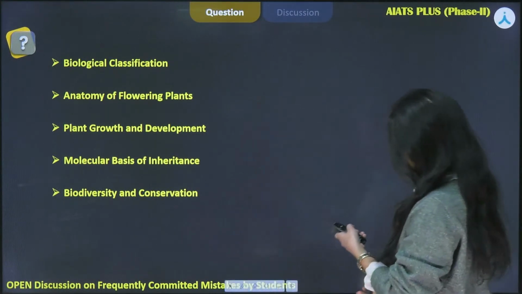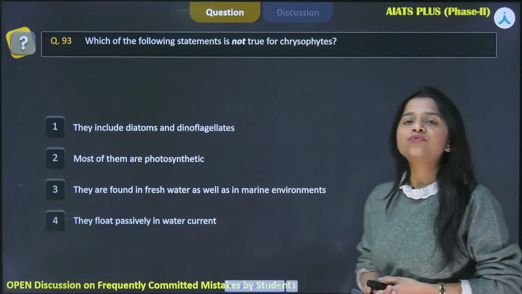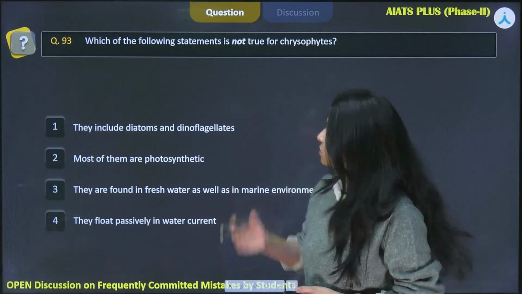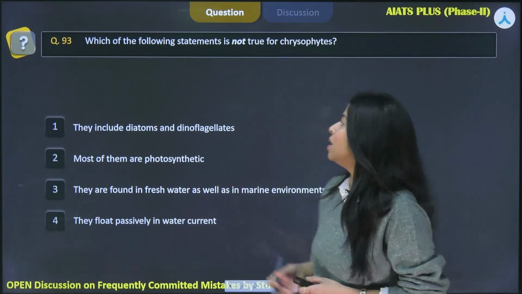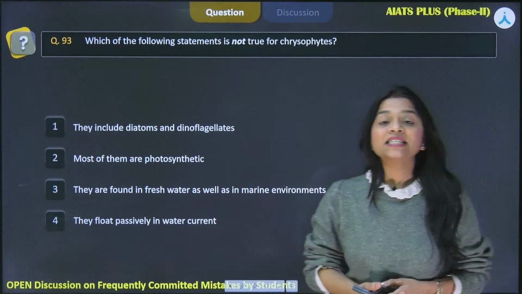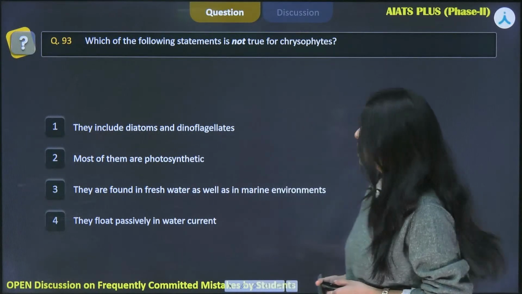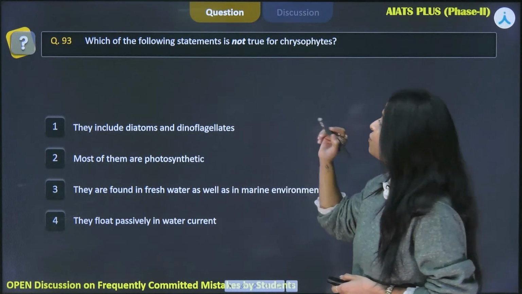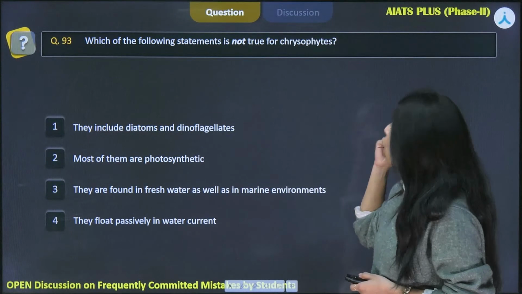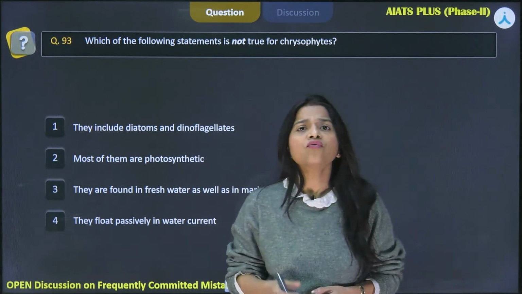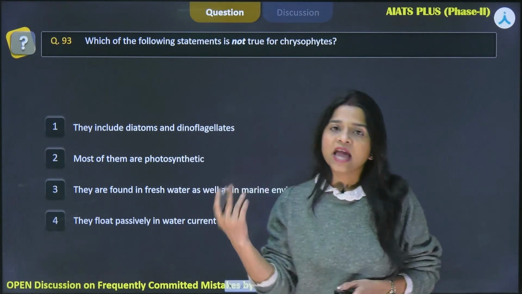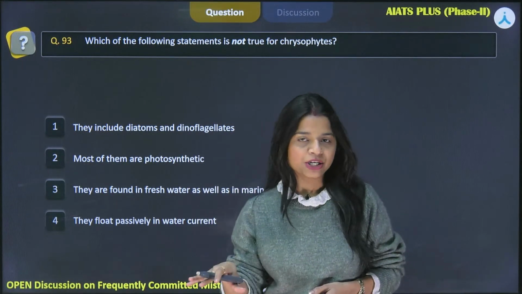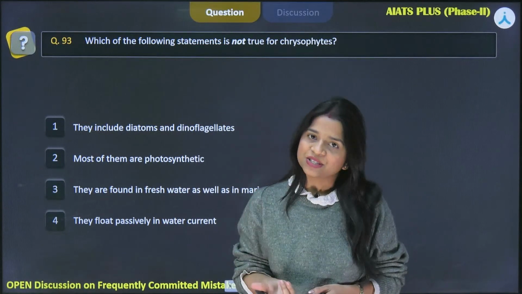Chaliye. So moving to the very first question from this test paper, question number 93. I am covering slot 2. This is from chrysophytes, that is biological classification. The question says, which of the following statements is not true for chrysophytes. So what are chrysophytes, in which category do they fall, which are the organisms covered under this particular group, and also what are the characteristic features.